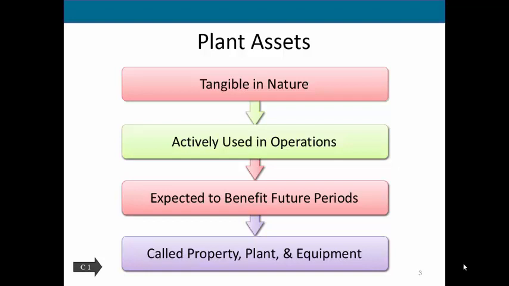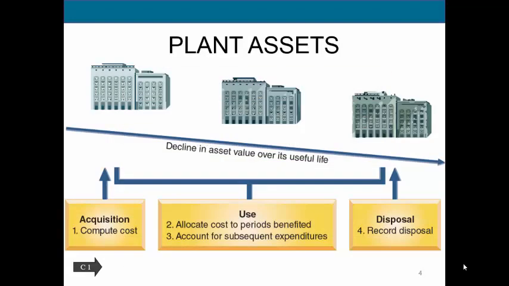They are tangible, meaning you can touch them. They are actively used in our operations, and we expect to receive future benefits from these assets. What we mean by future benefits is that because we have purchased this plant and all of the related equipment and things like that, we expect to be able to create our product throughout the next couple of years, and that would be the benefit that we expect to receive. And we call all of these things our property, plant, and equipment.